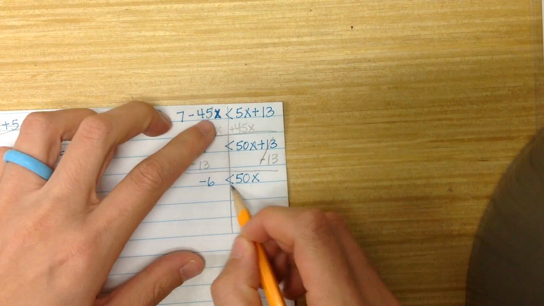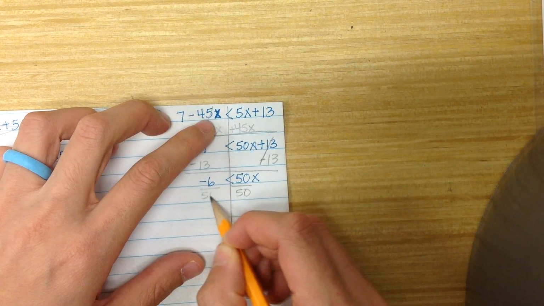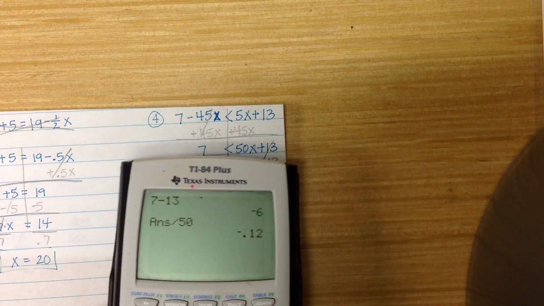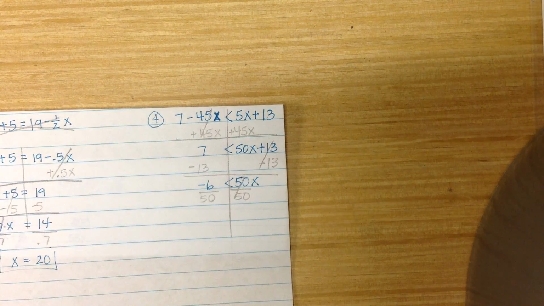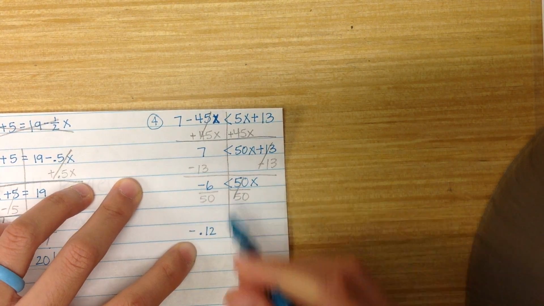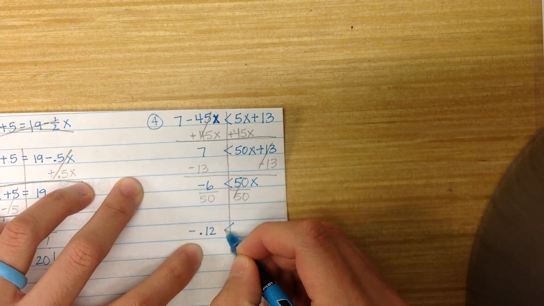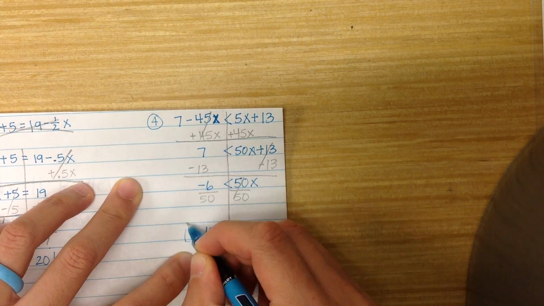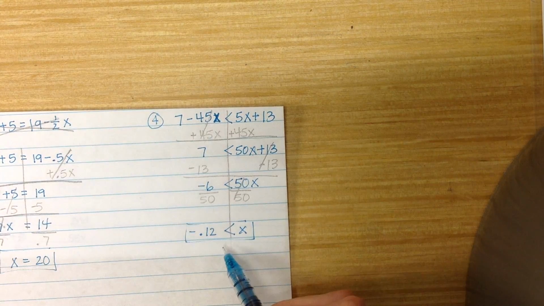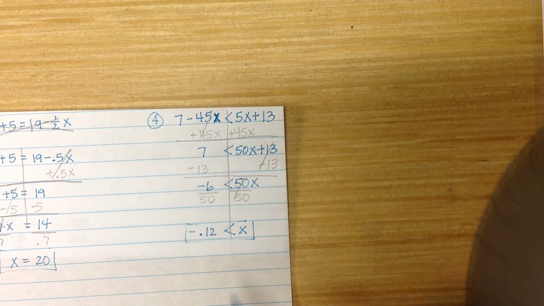What do I do now? Divide both sides by 50, divide both sides by 50. So I have negative 6 divided by 50, I get negative 0.12. Remember, I'm just dropping everything down, so I'm not writing the x first. I'm writing my answer, then drop down your symbol, and then drop down the x. Please remember, I am not flipping my symbol. I don't flip my symbol because I did not multiply or divide by a negative. Okay, and that's always the rule.